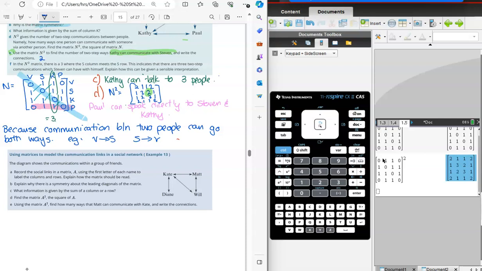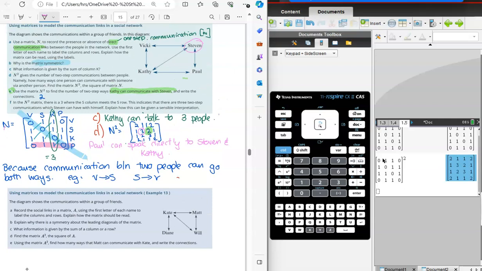Then if in the n squared matrix, there is a 3 where the S column meets the S row. So let's just highlight that one. So here they're saying with S and S, between S, which was my second number. So they're talking about this number 3 there. Explain how this can be a sensible interpretation. So this is that there's 3 two-step communications. So if you go back here, it's sending a message back to Stephen because S to S. So here's one option.